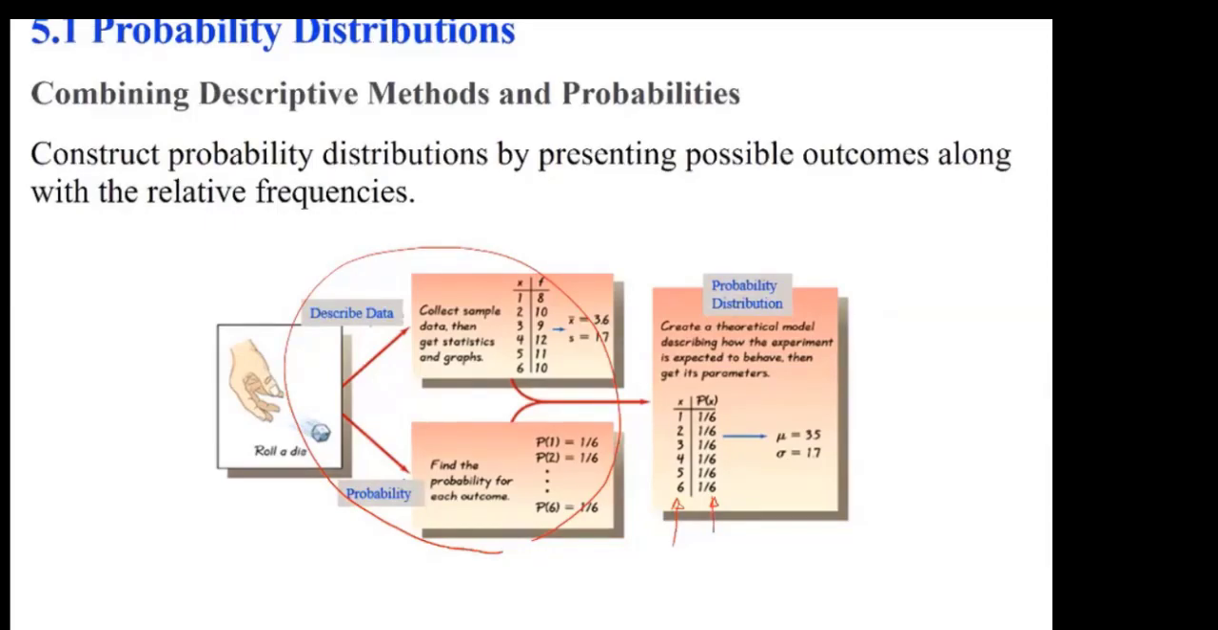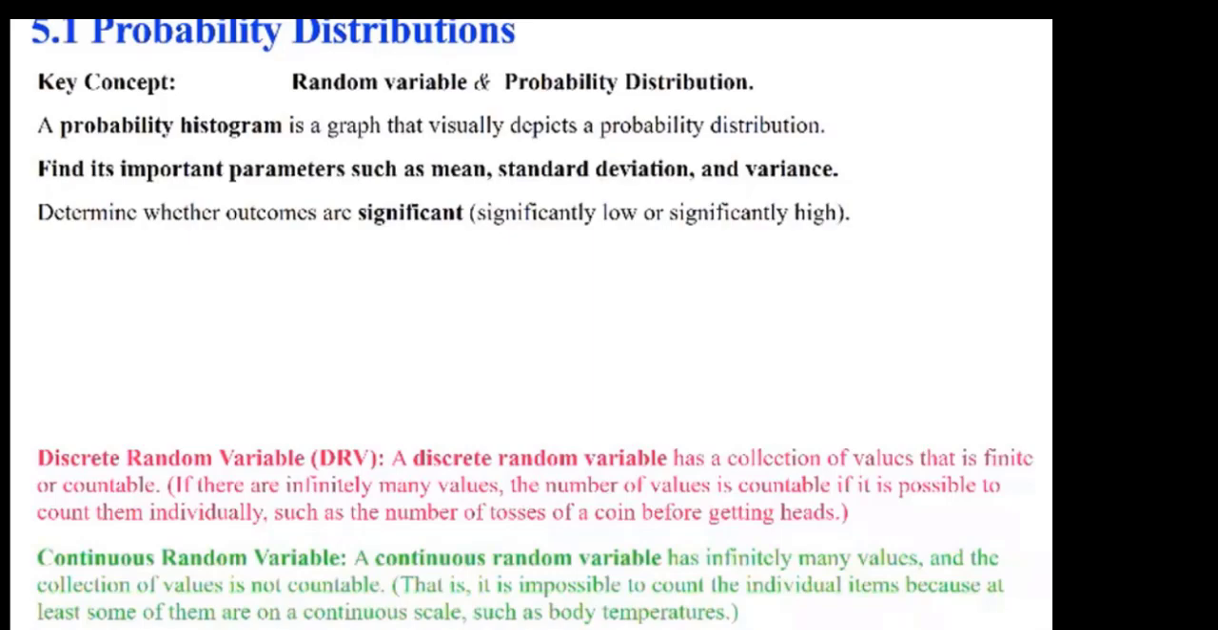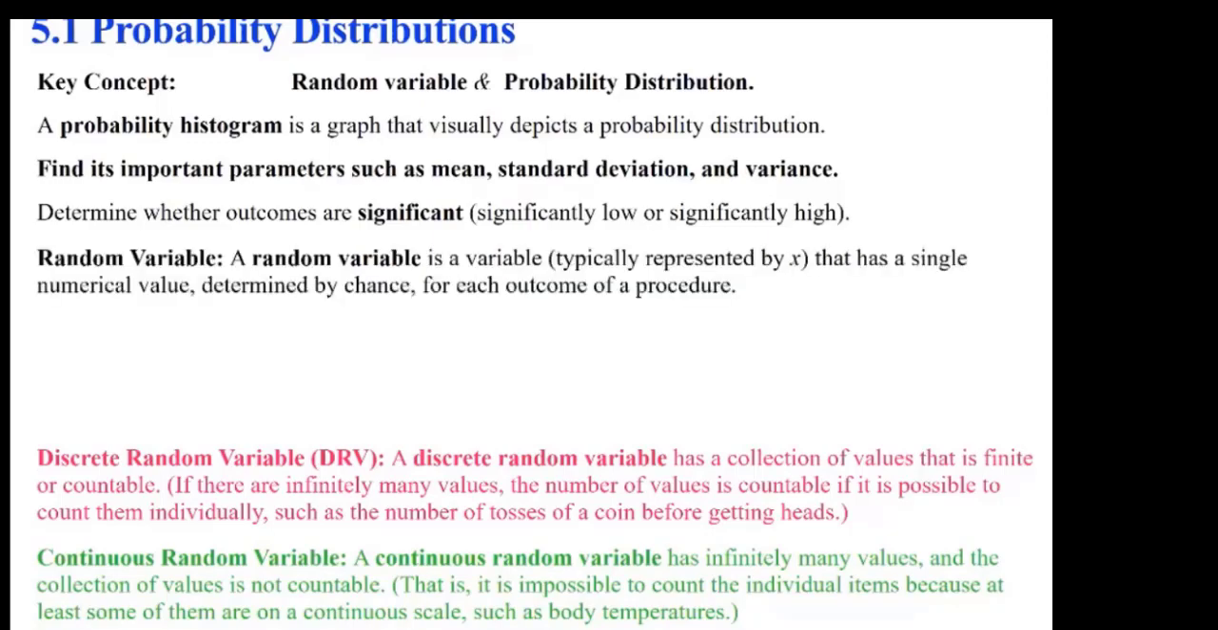Key concepts: probability histogram is a graph that visually depicts a probability distribution. We want to find its important parameters, which are mean, standard deviation, and variance. We want to determine whether outcomes are significant, that means significantly low or significantly high. A random variable is a variable typically represented by X that has a single numerical value determined by chance for each outcome of a procedure.